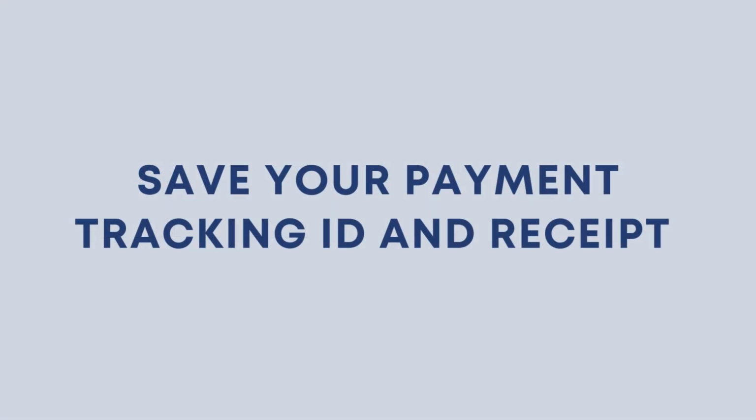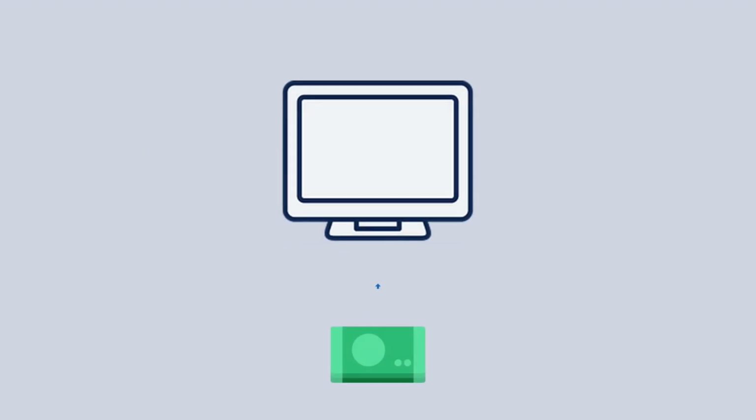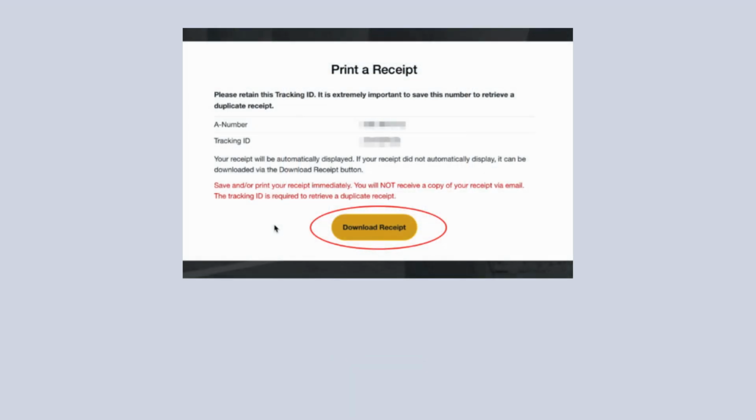Save your payment tracking ID and receipt. Once your payment has been successfully submitted, you will see a screen showing your A number and tracking ID. Write down and save your tracking ID. This is very important. You will need it if you want to access your receipt later. On this screen, click on Download Receipt to save or print a copy of your receipt.